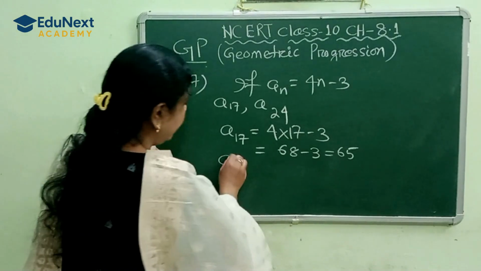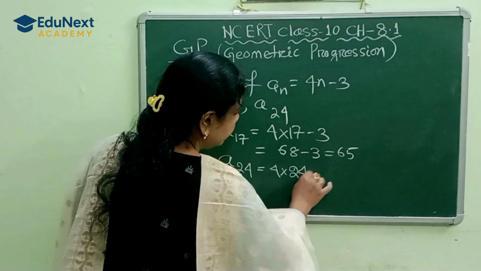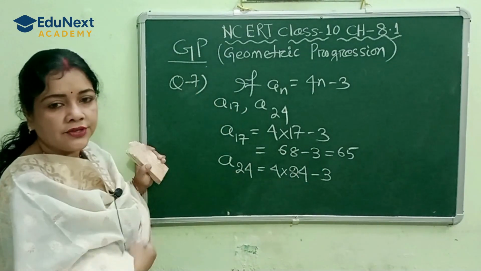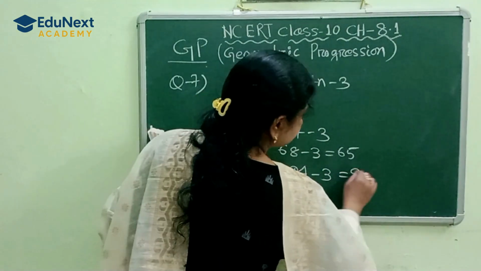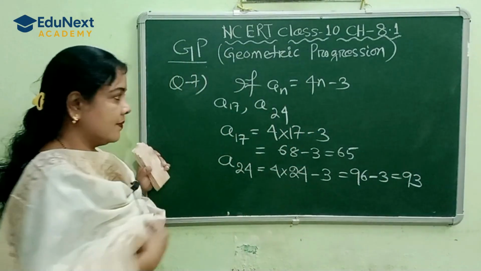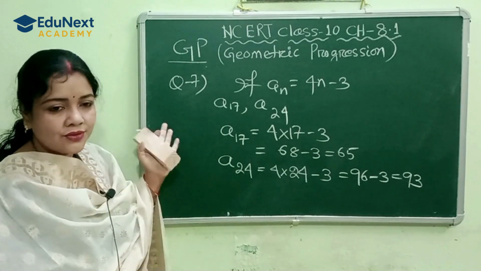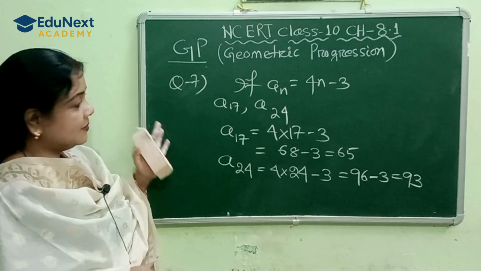Similarly, a24: 4 into 24 is 96, minus 3, that is 93. Now you see how easy it is to solve this. Let us do another question. That is question number 8.